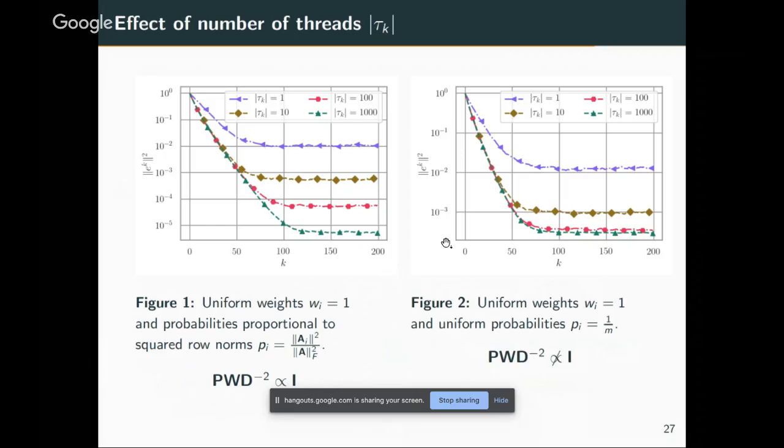So in the figure on the left, this is a similar figure, except here we've chosen the weights to all be 1 and to use uniform probabilities. So in this case, we don't satisfy the matrix condition that PWD inverse squared be proportional to the identity. So this sort of relates to your earlier question. And again, here we see that increasing the number of threads in tau sub k improves the convergence rate, but we don't see this continual improvement in the convergence horizon as we increase the number of threads.